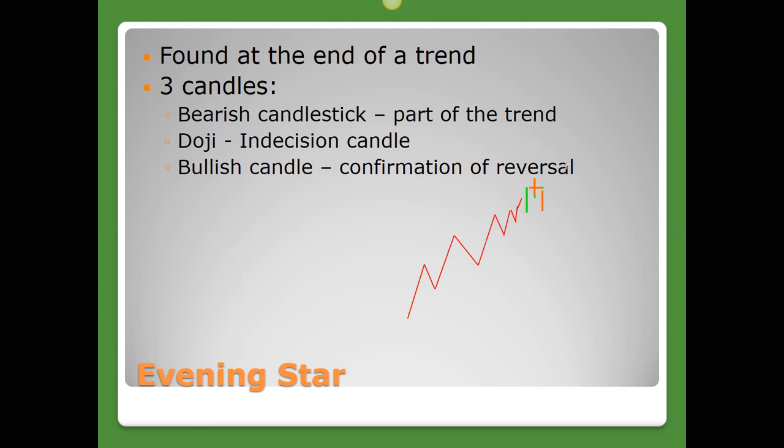This tells us that the market has lost momentum, and it's likely that it's going to come lower now. So we're expecting to see candles coming down like this. So that's our evening star. Again, made up of 3 candles, a bullish candle.